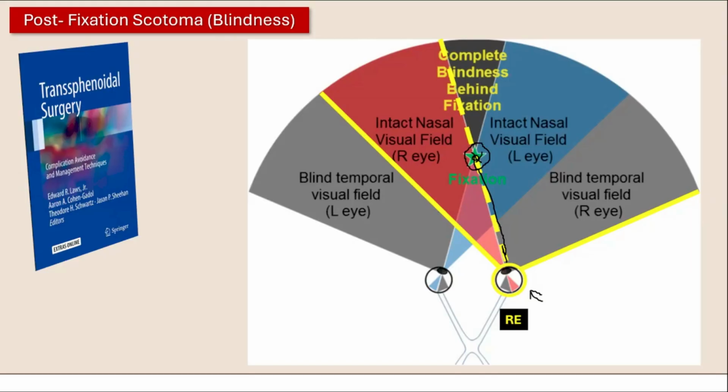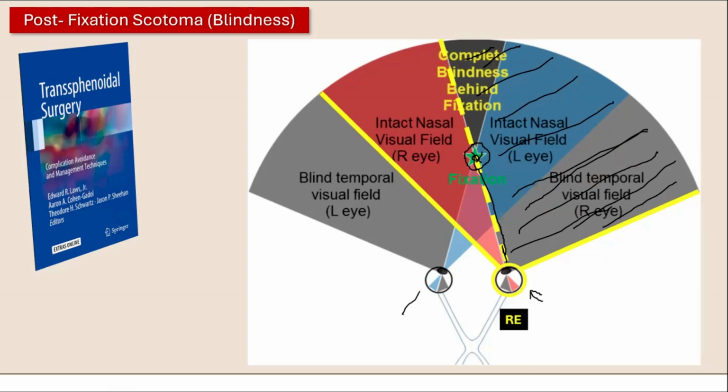And where is the temporal field? This field, which is affected. So I'm making lines here. All this part, imagine it's black, it's affected. So to repeat again, this is the right eye, fixating here. This area is the nasal field, which is intact, and all this area is the temporal field, which is affected in our case by temporal hemianopia.